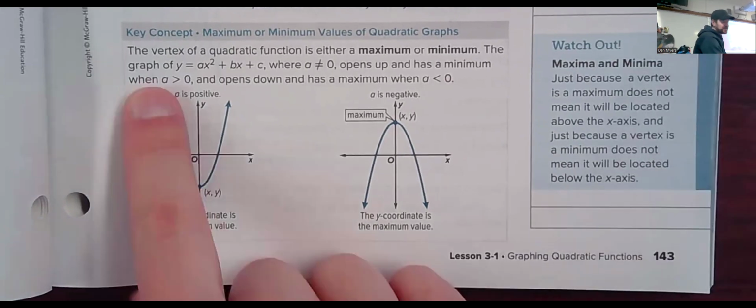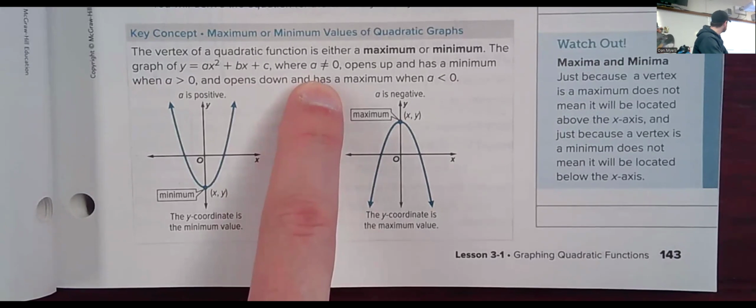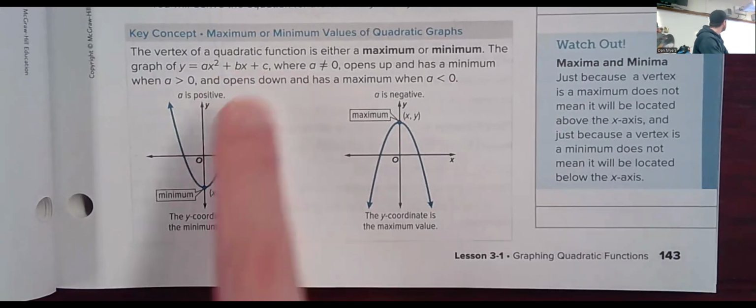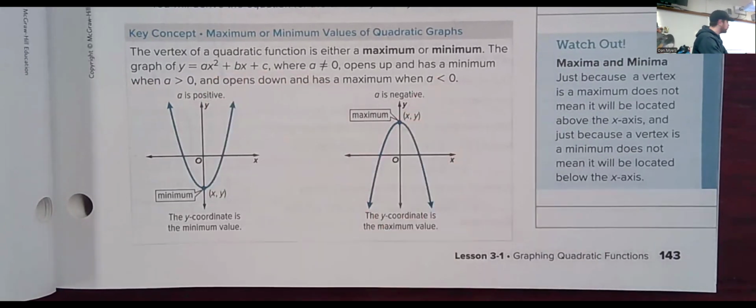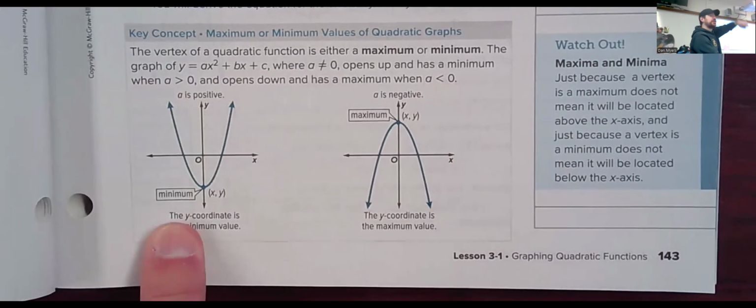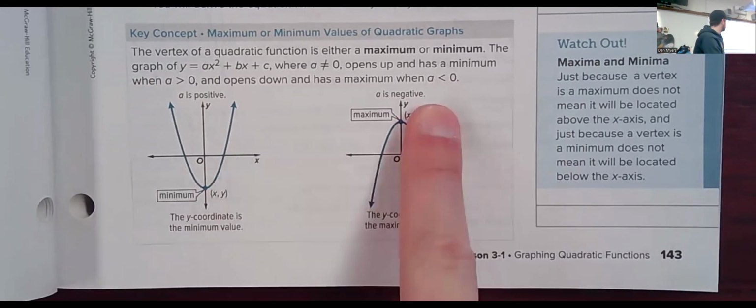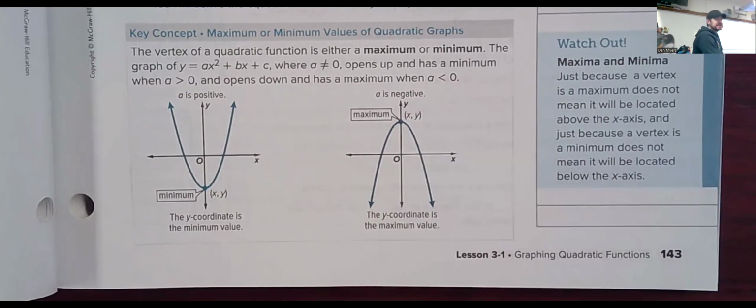The graph of a function where a is not equal to 0, because it has to be quadratic, and if a is 0, it's not quadratic, opens upward and has a minimum when the value of a is greater than 0. If a is greater than 0, it's a normal U-shaped graph, which means the vertex is at the bottom, which makes it a minimum. If a is less than 0 or negative, that means it's reflected over the x-axis, which means it's upside down, and the vertex is at the top, making it a maximum value.